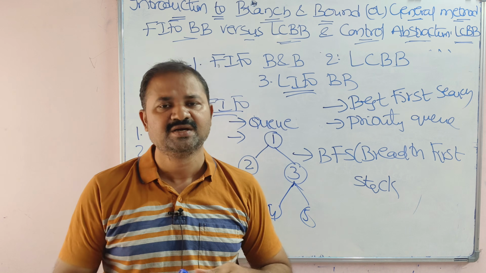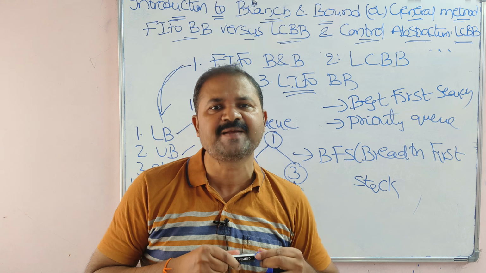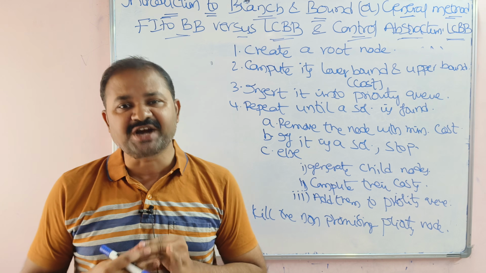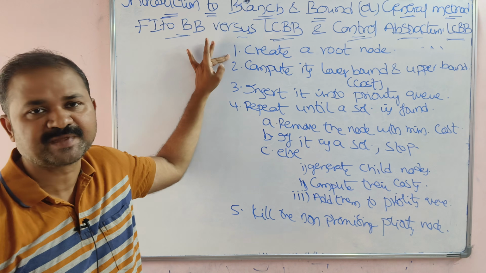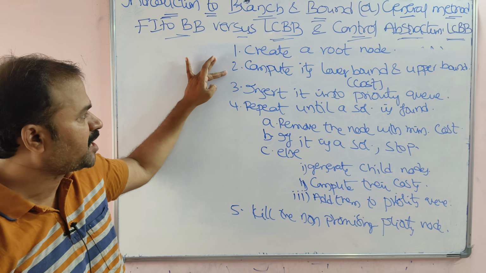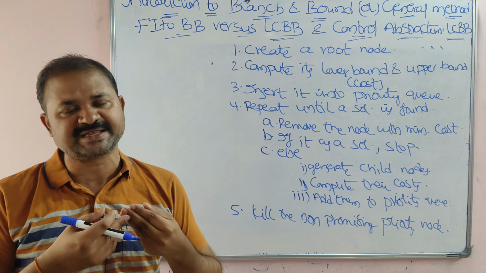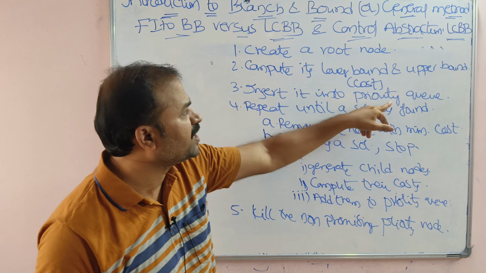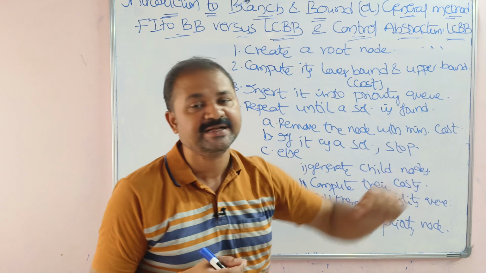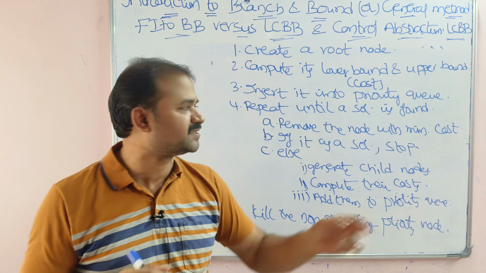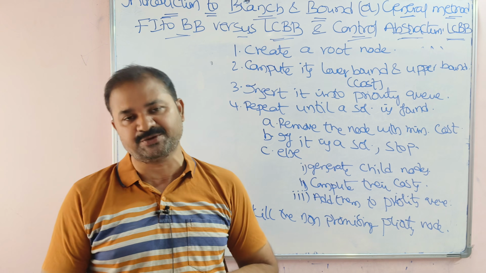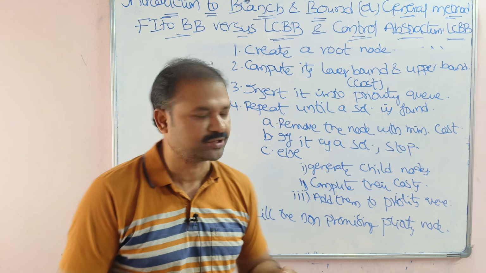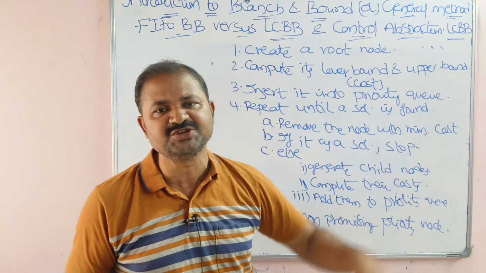Now let's see the control abstraction of least cost branch and bound. First step, create a root node. Compute the lower bound, that is the cost, as well as the upper bound for the root node. Insert it into the priority queue. Why? Because here we are using least cost, which means we are using a priority queue. The priority queue will pick the least value, best value, highest priority node. That's why we insert into the priority queue.